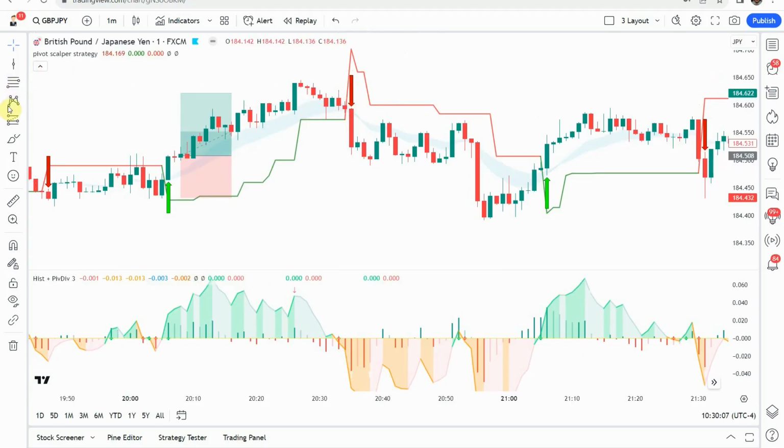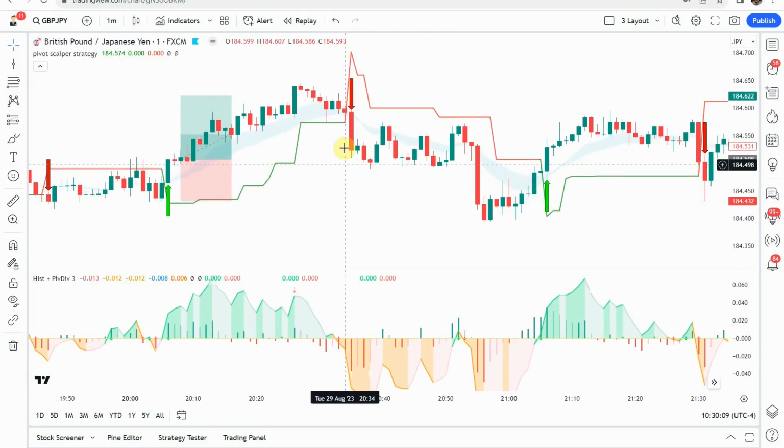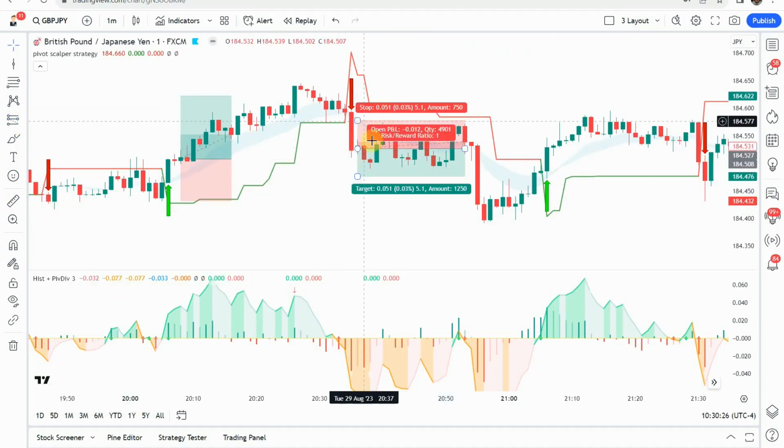On the short side here, same setup, just in reverse. We get a red arrow right here from the pivot scalper strategy, and the histogram MACD is below the 0 line in the red position there. And so we would enter a short position right here.